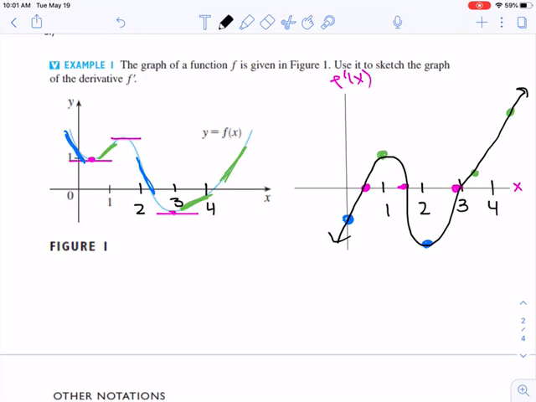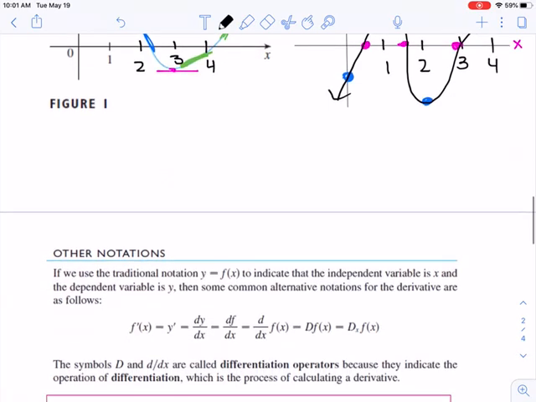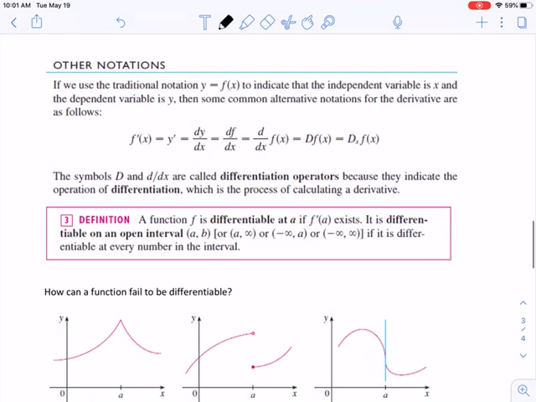So just getting used to the idea of looking at an f of x, a curve, and looking at the slope of the curve: where is it positive, where is it negative, where is it 0? Then you can go ahead and take a few minutes and read through the other notations. Notice we have all different ways to describe the derivative: f prime of x, y prime, dy over dx, df over dx. All of these are different ways of saying, find the derivative.